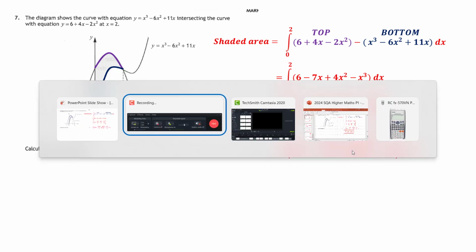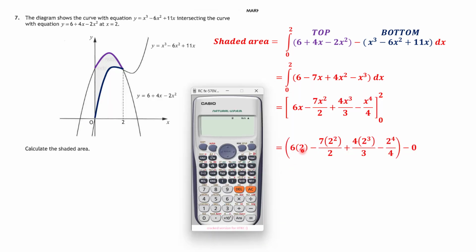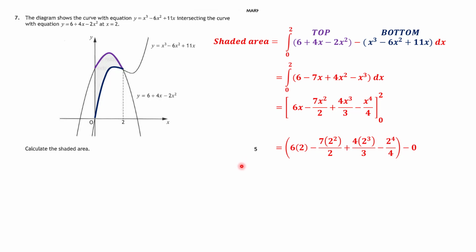So we have to calculate this. Let's get a calculator to do that. So we have 6 times 2, we can just say is 12. Take away 7 times 2 squared is 4, and then divide that by 2. And then we add 4 times 2 cubed is 8, and divide that by 3. And then we take away, well, 2 to the power 4 is 16, divided by 4 is 4, and there's the final answer. It's 14 over 3. So the answer to this question will be 14 over 3. It's an area, so that's square units.